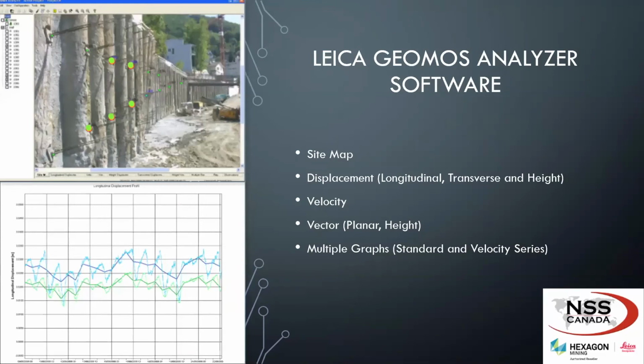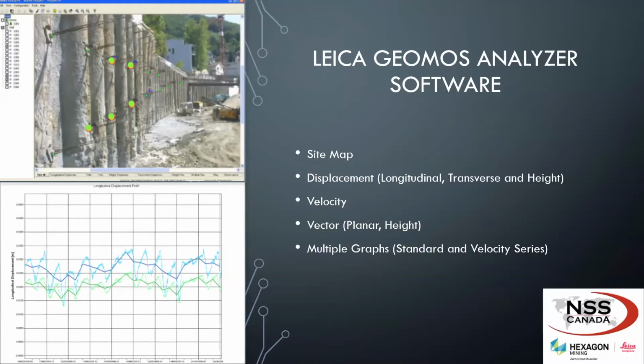Then we have our Leica GeoMoS Analyzer software. So this is where all the data is pushed into. This is where we're going to create sitemaps. We're going to look at displacements, velocities, vectors, multiple graphing options.